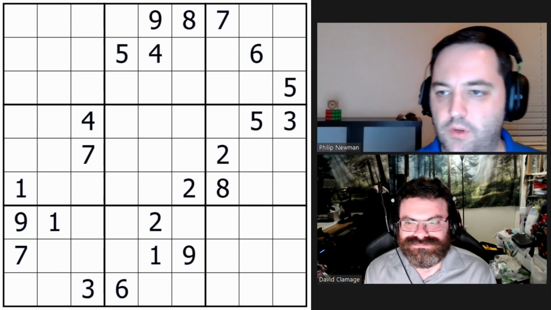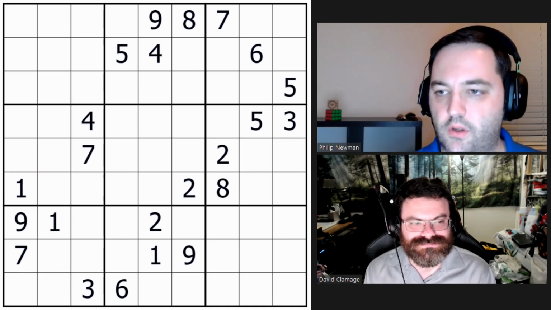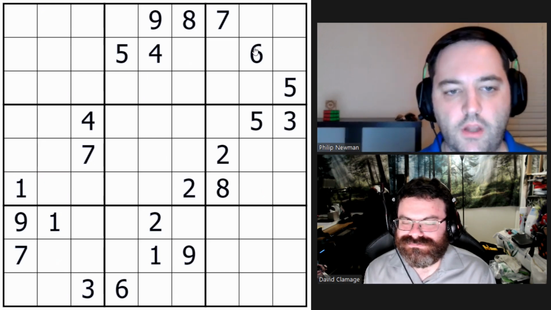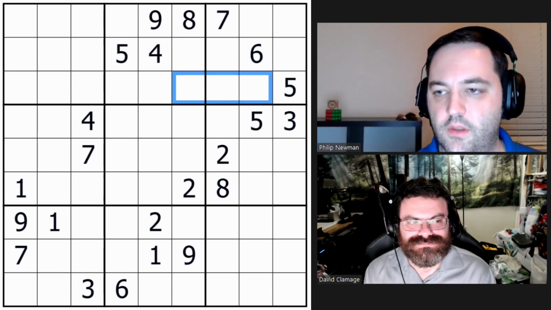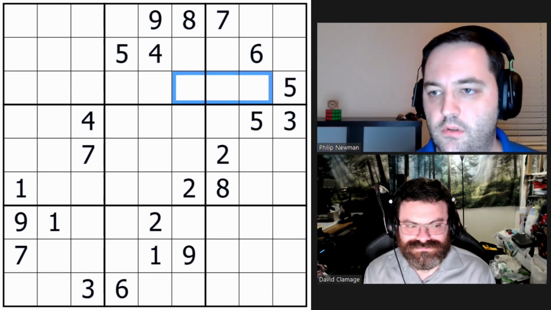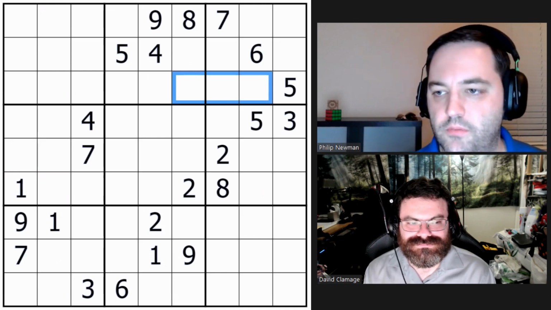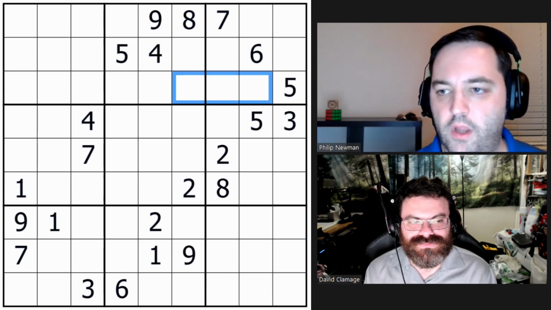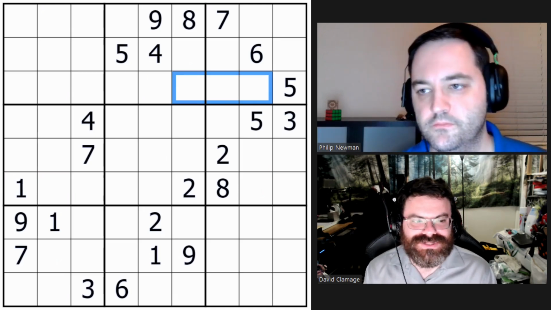In the first episode we did a lot on alternating inference chains, but we also talked about almost locked sets. An almost locked set is where you have, say, 3 cells that can hold 4 different candidates. If it could only hold 3 different candidates, you'd have a naked triple. But if it can hold 4, that's called an almost locked set. And a naked triple would be a locked set. Right, so almost locked set is exactly what it sounds like.